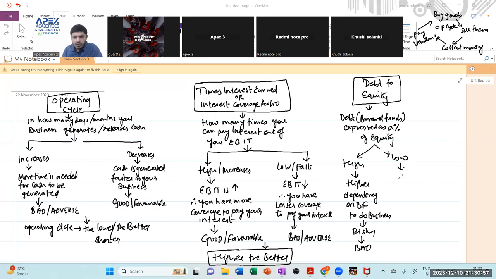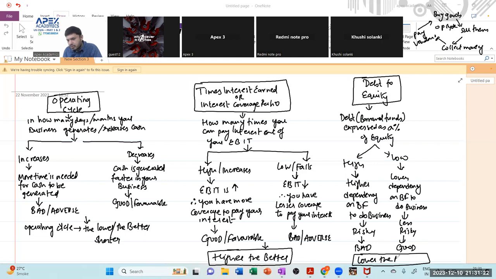If this is low, there is a lower dependency on borrowed funds to do business. This is less risky and this is good. So obviously, what will I write over here? Lower the better. Agreed or disagreed? Agreed.